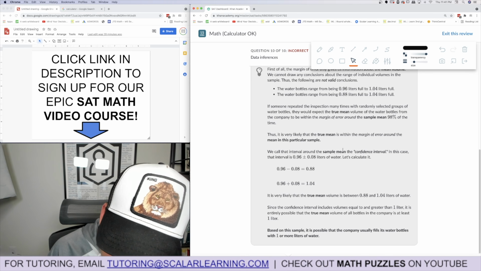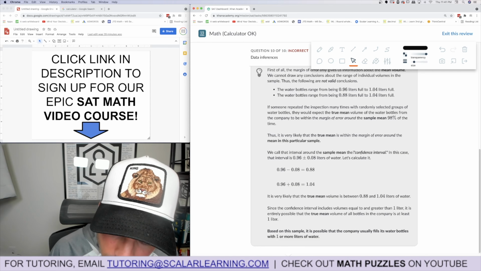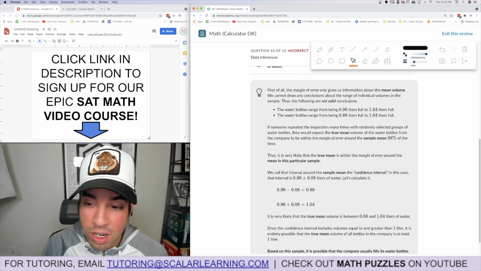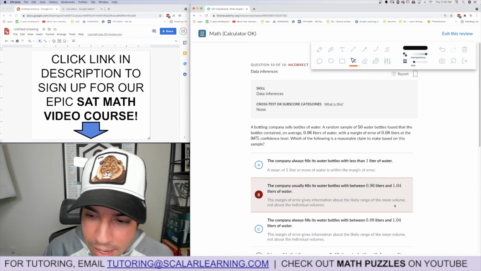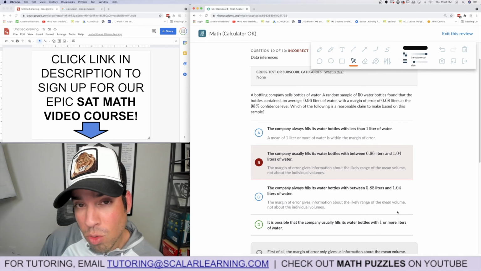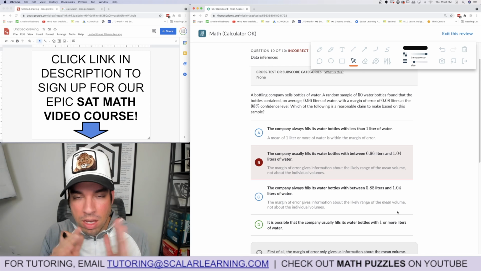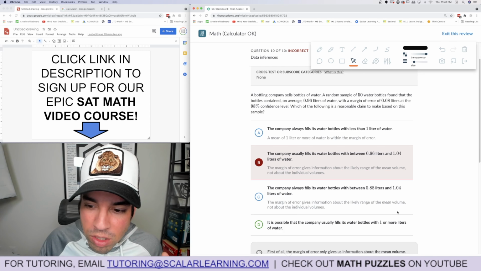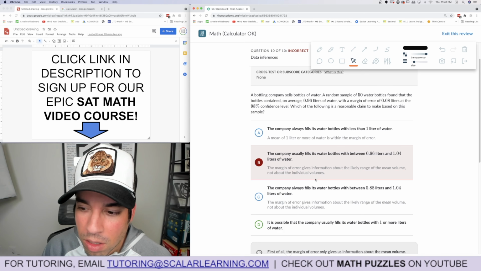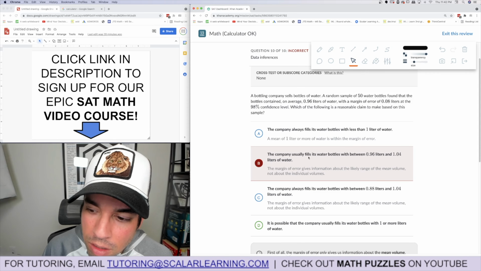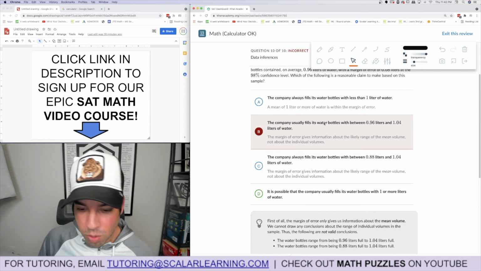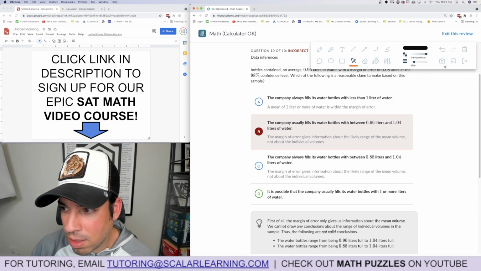It is possible the company usually fills its water bottles with 1 or more liters of water, since the confidence interval includes, I don't know. It's just strange, I suppose. I'll take the L. I did my best. Like I said, this is just not normally what's given. Usually they go the full margin of error, the 0.88 to the 1.04. Obviously, you can't have that always word in there. It's just strange. So yeah, that is a strange one. Sorry about that, but 9 out of 10, it is what it is.